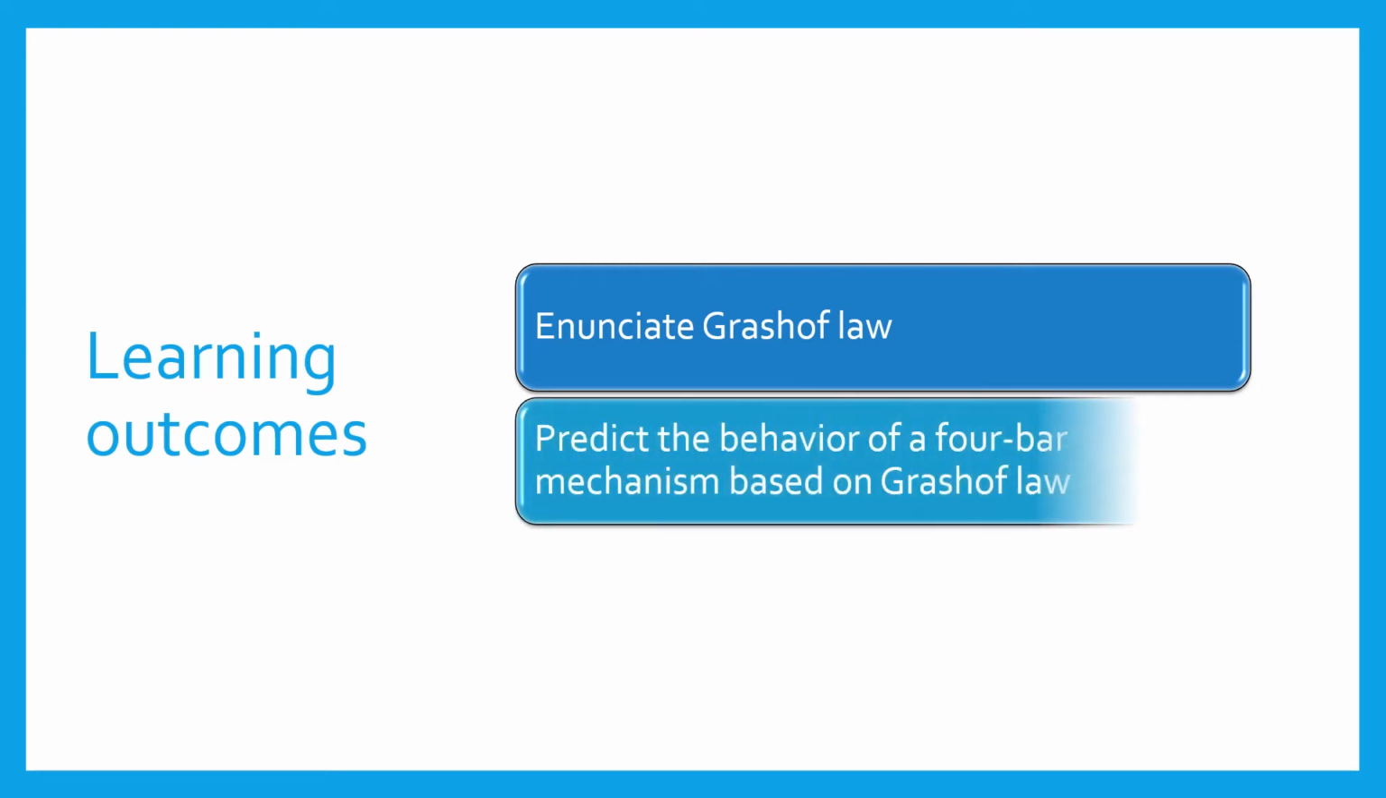Second, you will be able to predict the behavior of a 4-bar linkage using Grashof condition. Knowing the lengths of bars, knowing which bar is the ground, you will be able to tell if the 4-bar mechanism is a double crank, a double rocker, or crank-rocker linkage.